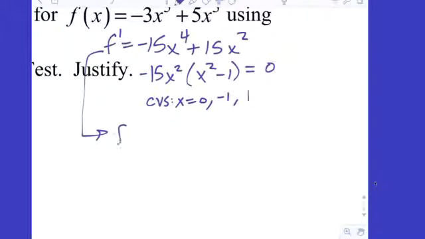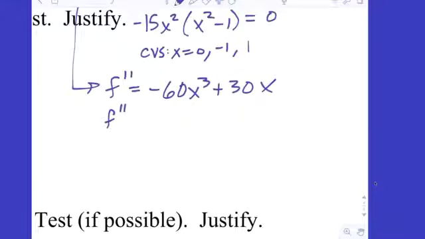So here's the second derivative. I'm going to come back up to that expanded version and take the derivative again. You get negative 60x cubed plus 30x, which, if you want to factor something out there, you get negative 30x times x squared minus 1.